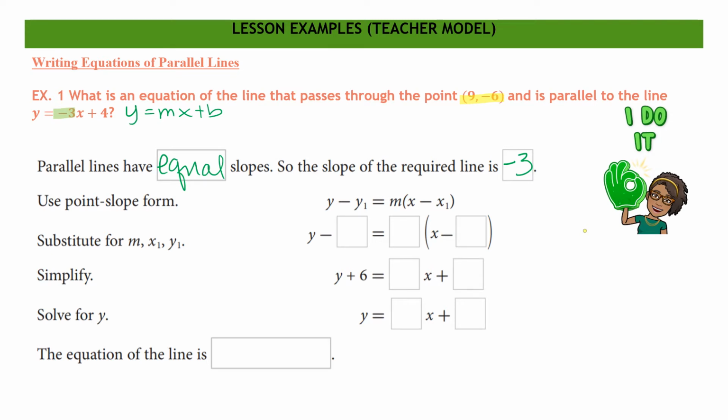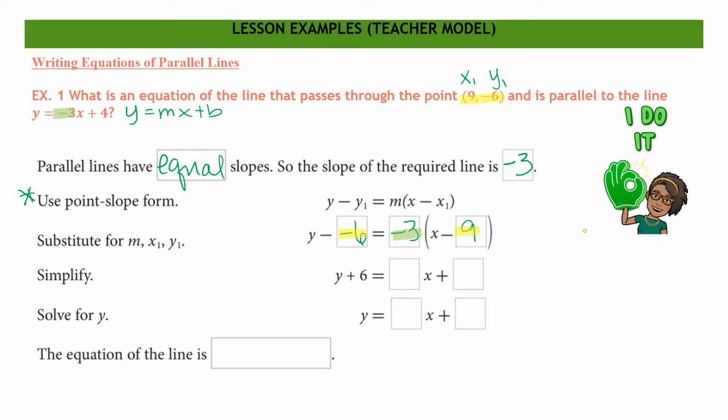So we have a point, we have a slope, so of course we're going to use the point-slope form, which is y - y1 = m(x - x1). Now we're going to substitute our slope and our point into the equation. Let's first label x1 and y1. Our y1 is -6, our slope is -3, and our x1 is 9. Let's keep everything highlighted so we can know where everything is in our equation.